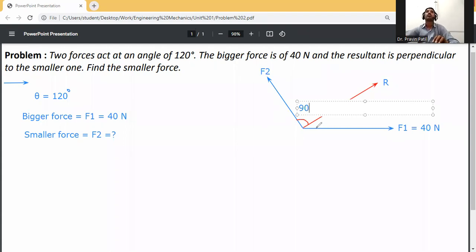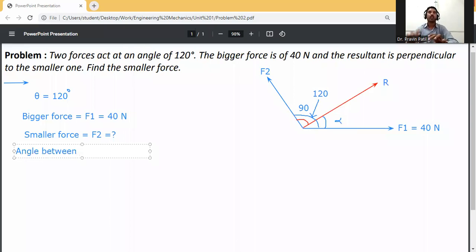And the angle between the two forces F1 and F2 is 120 degrees. So the angle between the bigger force and the resultant is alpha. This angle is alpha. So the angle between the bigger force and the resultant is alpha.